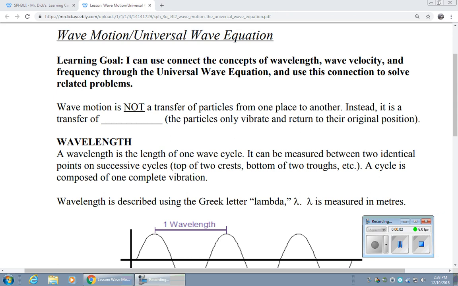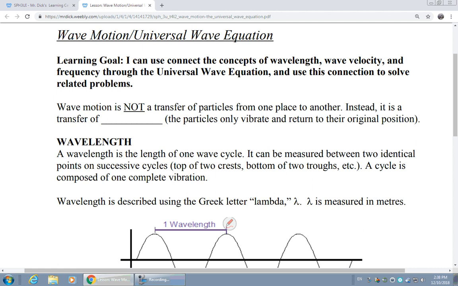Now that we have an understanding of vibrations, we can use it to talk about wave motion more generally. When we talk about the motion of a wave, it's not that each particle in the wave is transferring all the way down the line. What we're actually seeing is a transfer of energy on the way down the line. But each individual particle only vibrates. It only moves in one direction and then returns to its original position.